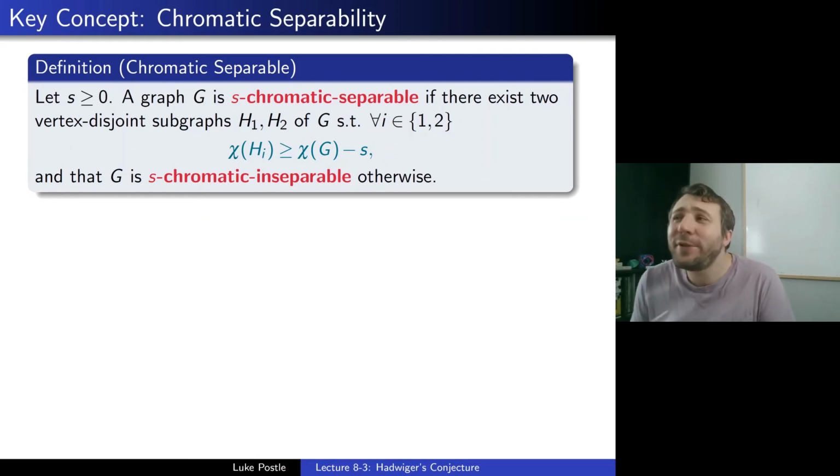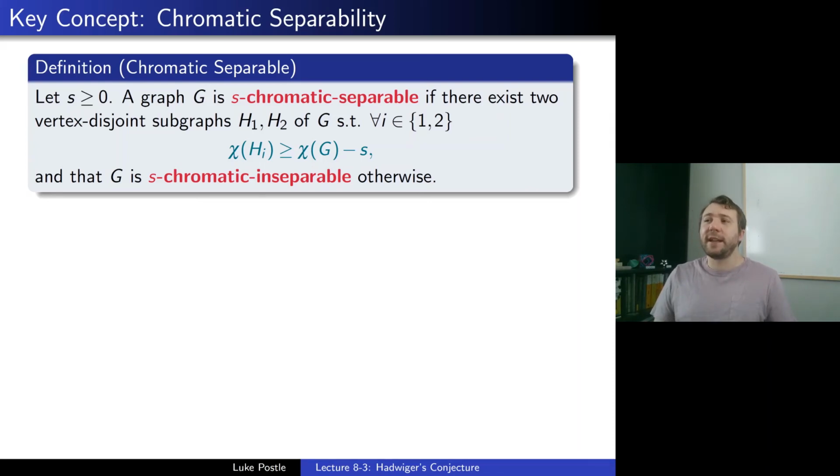So now how do you get rid of the quarter though? So the quarter shows up because we needed to be able to find minors inside the small subgraphs, and that was kind of costly. Well, here's the big idea for the log to the sixth bound. I call it chromatic separability. So we say a graph G is S-chromatic separable if there exist two vertex disjoint subgraphs H1 and H2 of G, where chi of Hi is at least chi of G minus S, and you're S-chromatic inseparable otherwise.